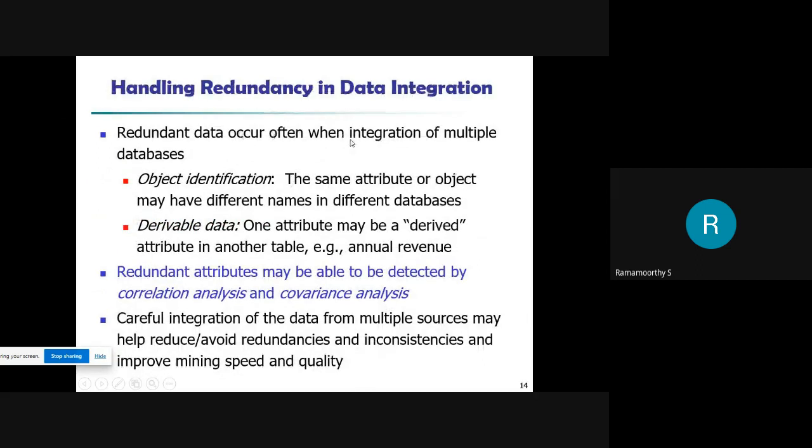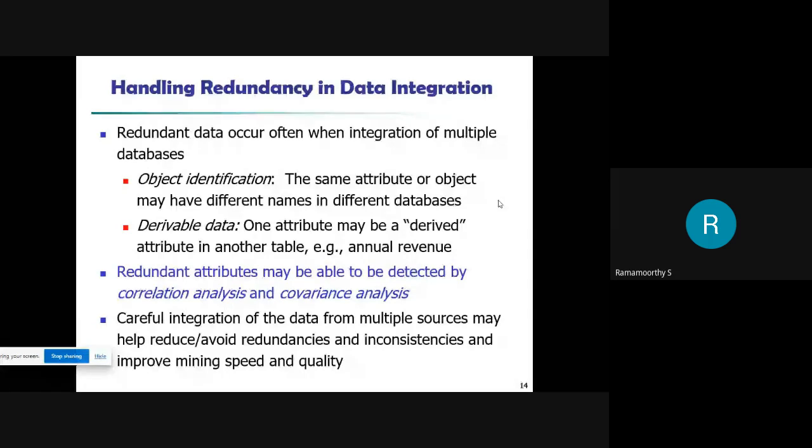And how do we handle data redundancy and duplicate data? How do we detect and identify the duplication? Redundant data often occurs when integrating multiple databases. Maybe the same data exists in multiple databases or in multiple tables. So you don't want to create redundant data as part of the data mining process, right?